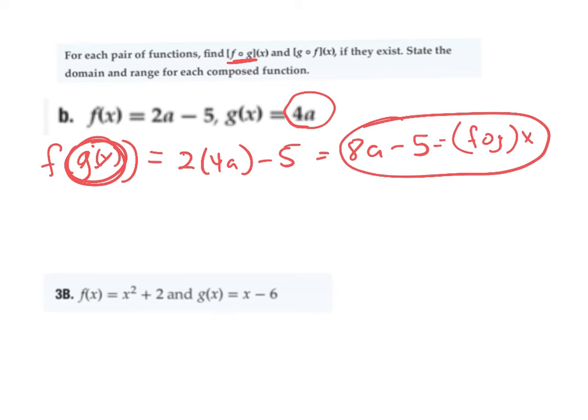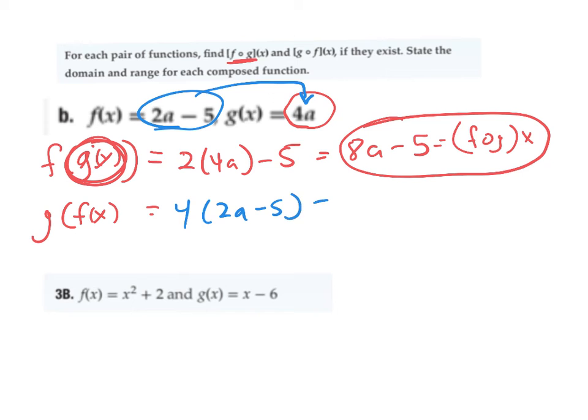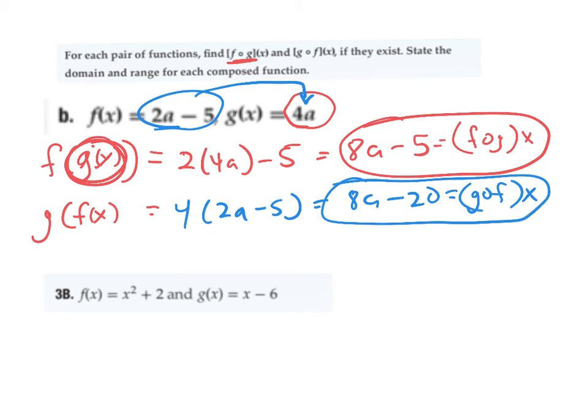Now I'm going to do the other one, the G∘F. I'm going to take the G function and substitute with the F. I'm going to take this whole part and put it in right there for the A. So I have 4 times 2A minus 5. If I do the math, I get our simplification, 8A minus 20. And that is the G∘F function. So all I'm doing is substituting one in for the other, and those are what's called compositions.